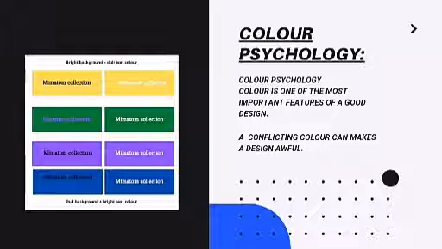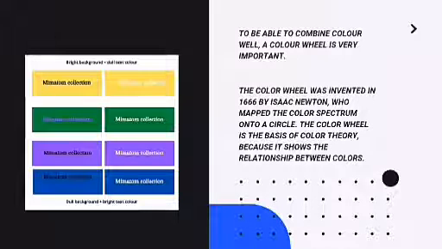To be able to combine color well, a color wheel is very important. Color wheels are just those kinds of wheels that represent colors. So you just have to pick a color that you specifically want. The color wheel was invented in 1666 by Isaac Newton, who mapped the color spectrum onto a circle. The color wheel is the basis of color theory because it shows the relationship between colors. So this is an example of the color wheel. For those who are really good at graphic design, I know this is pure basics, but for those who are beginners, I got your back.